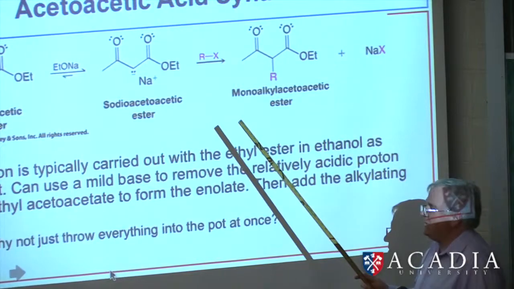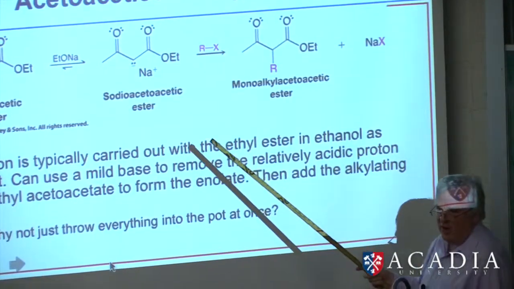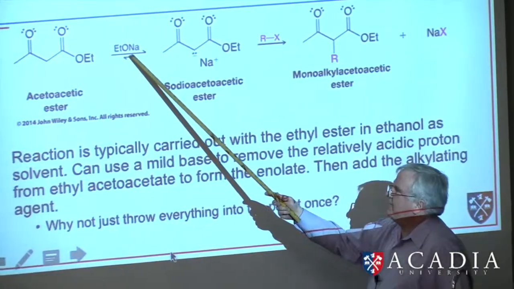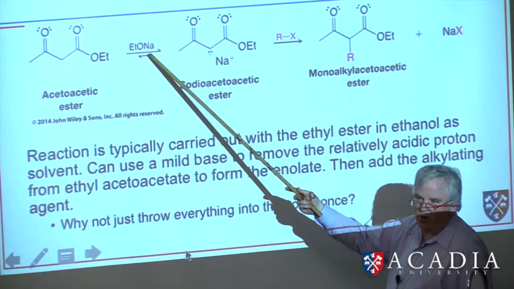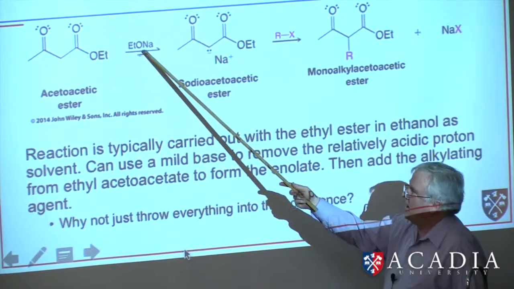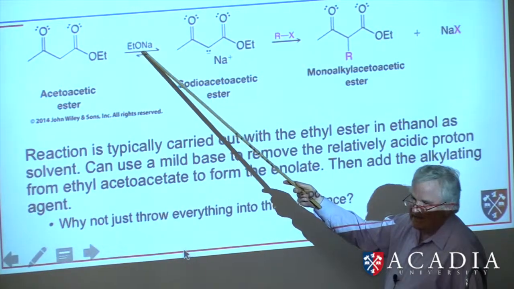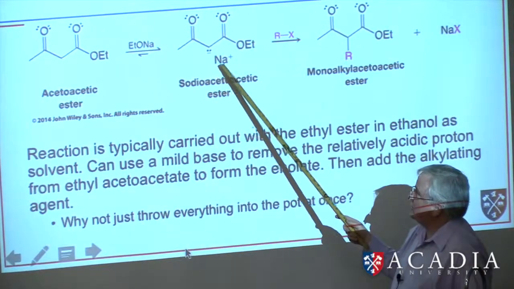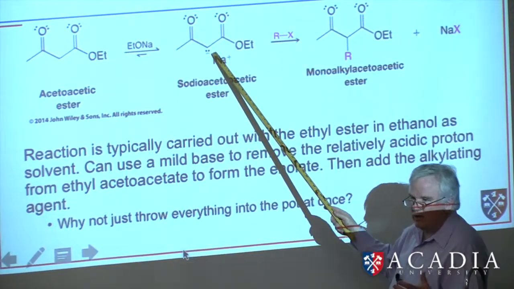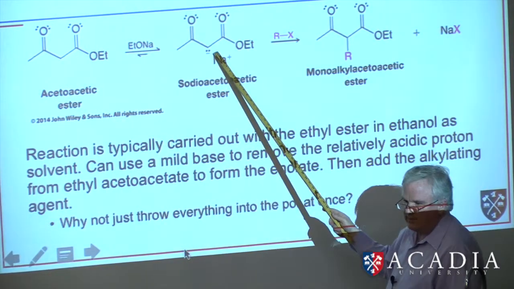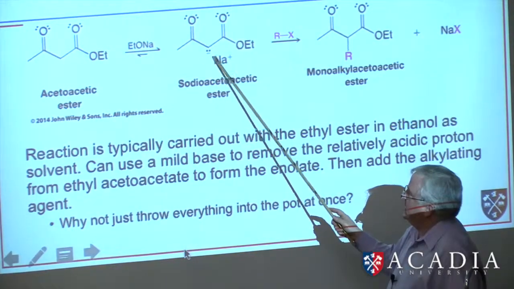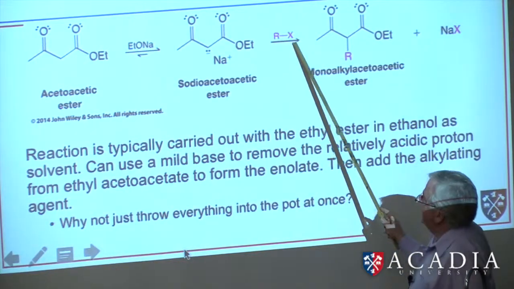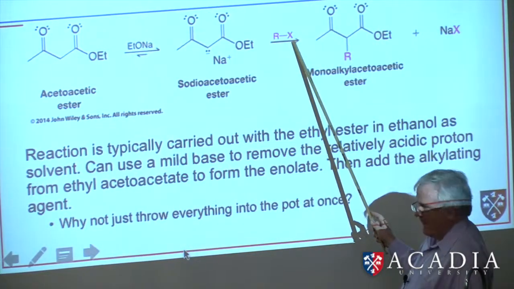Now, the way we do these, we typically do it in ethanol as solvent, and we often will just take ethanol, throw in some sodium metal, and make our sodium ethoxide in situ. Then we add our acetoacetic ester to get the anion. We let that sit for a while. We want this equilibrium to be fully established, and most of it lies over here. Then we add our alkylating agent.